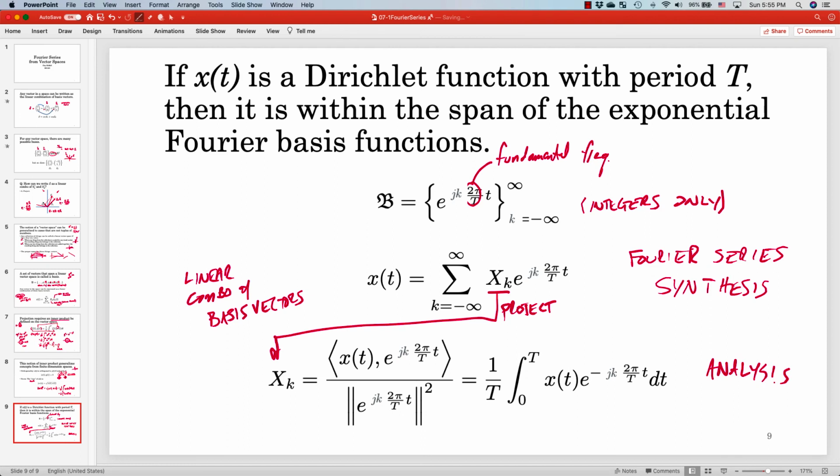So there you have it, the exponential Fourier series described as the outcome of a linear algebra exercise.